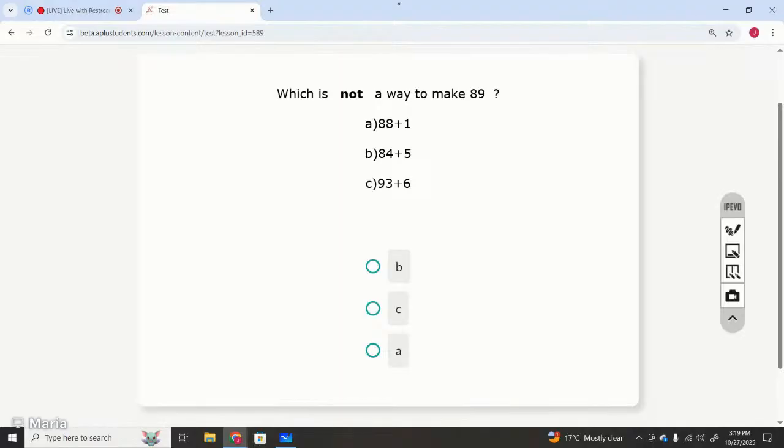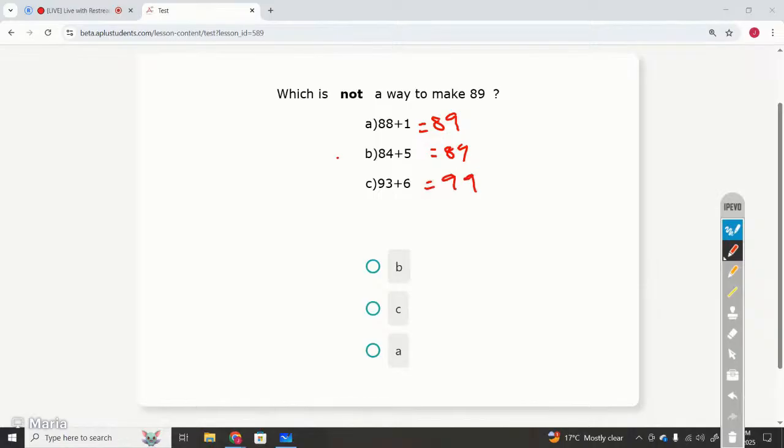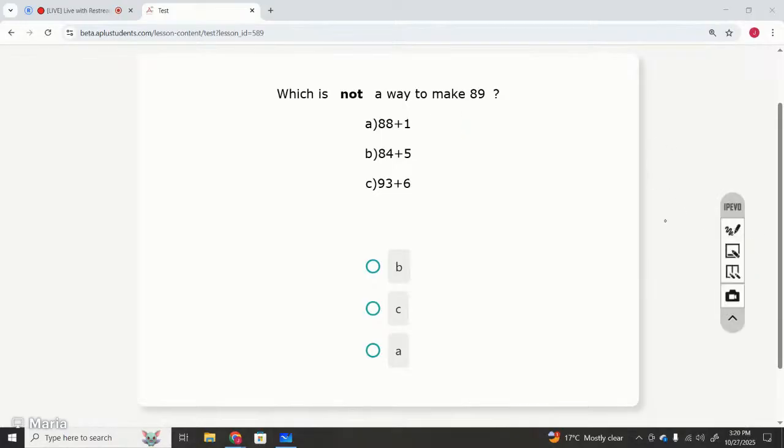Which is not a way to make 89? Not a way to make 89. 88 plus 1 is 89. 84, 85, 86, 87, 88, 89. 93 plus 6 is 99. Option number C is the correct option.